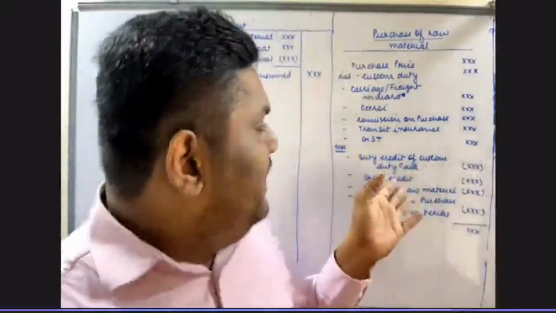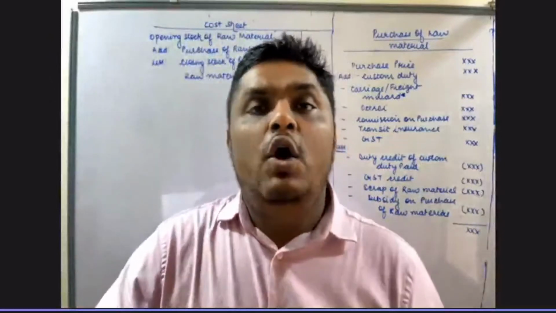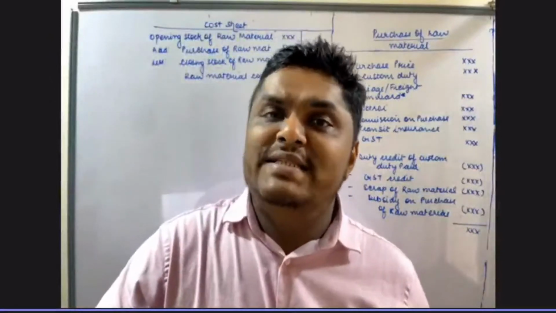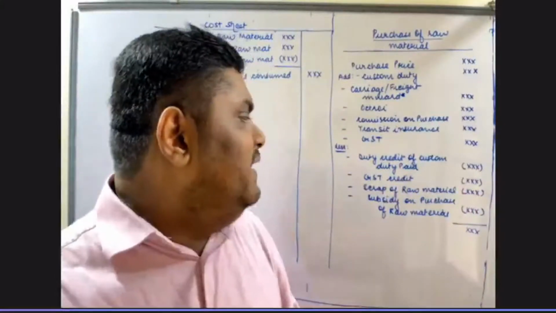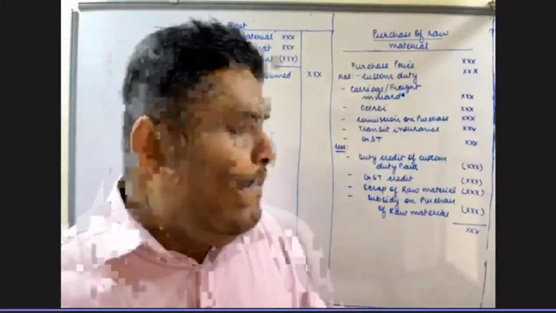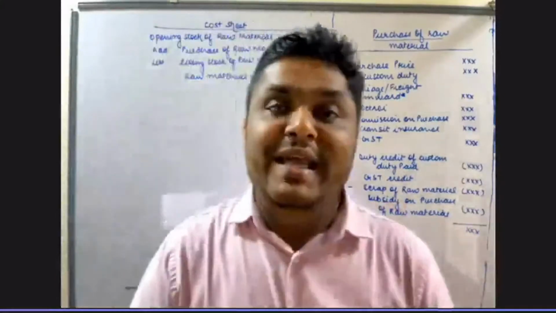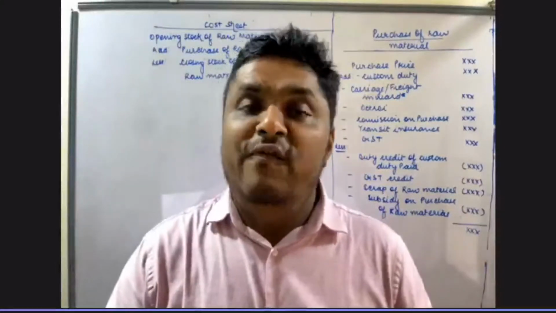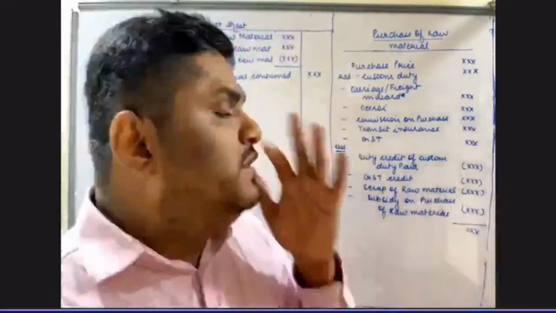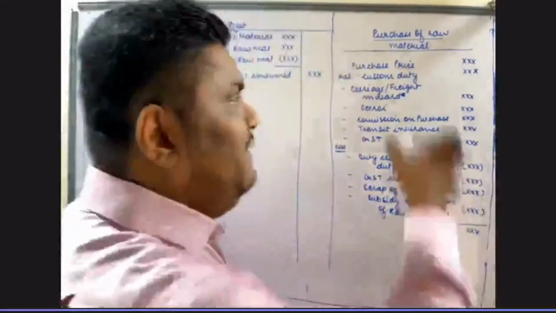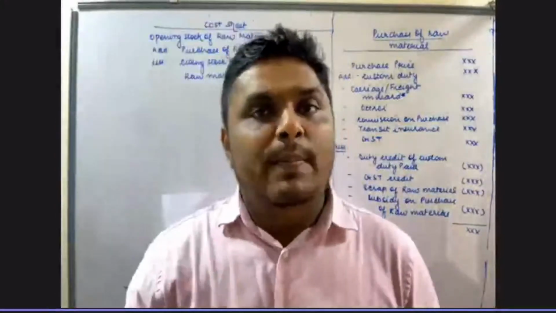Further, if we are getting any sort of duty credit, that is DEPB credit or credit under target plus license scheme, then it will be deducted. Further, GST credit if we are getting. Further, any amount realized on sale of scrap of raw material. Further, if we are getting any sort of subsidy or grant from government, then it is to be deducted. So the final value we will show in cost sheet. Alternatively, you can show this entire calculation in cost sheet. It's up to you. Both the approaches are correct.